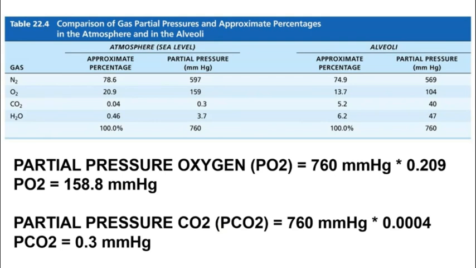Although in table 22.4 above, we see that they've rounded up for the partial pressure of oxygen. They've rounded it up to 159. But the formula here, the calculation, still gives us the number that is correct.